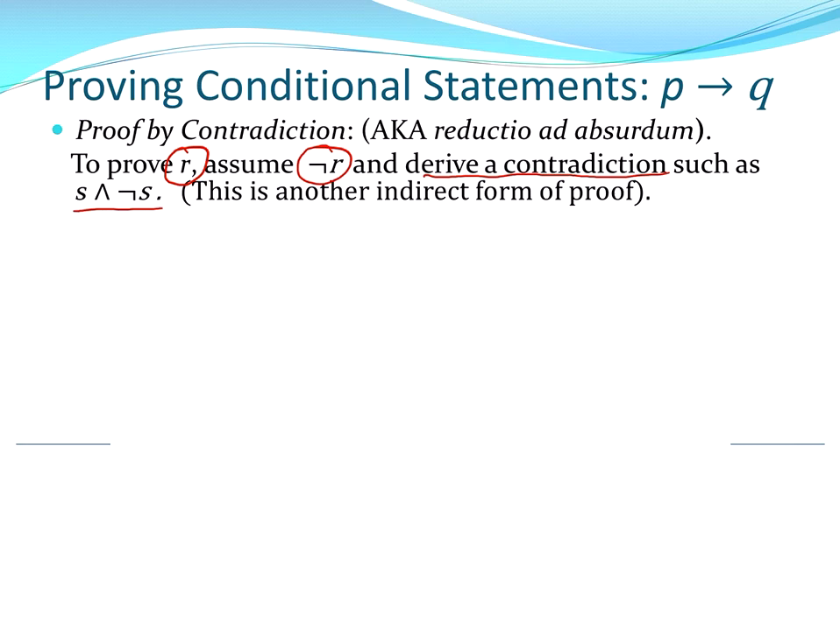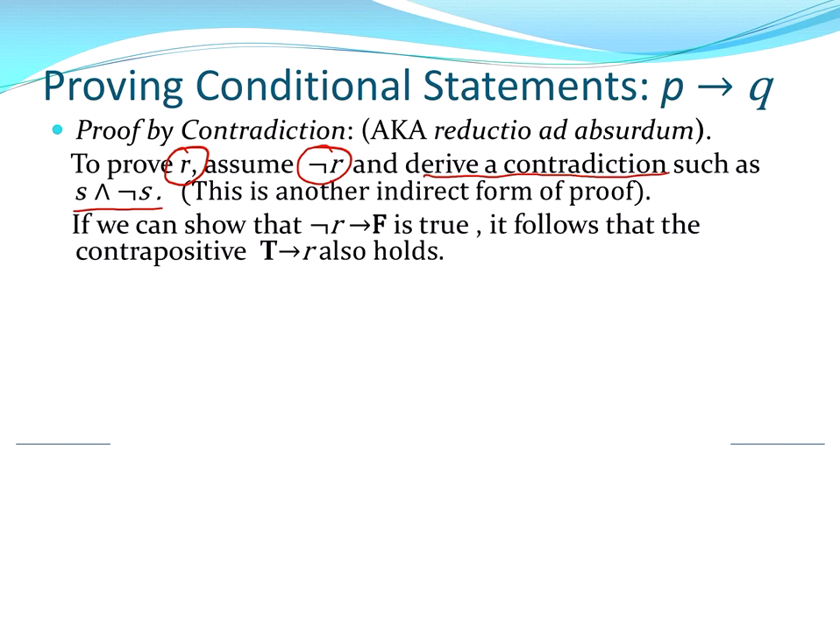Once that is accomplished, this contradiction, whatever it is, will be a falsehood. That means we will have taken the negation of R and proven a falsehood. By the contrapositive of that statement, that negation of R implies false, the contrapositive of that is that truth implies R, and therefore R would be true, since truth is always true. Okay, let's take a look at an example.